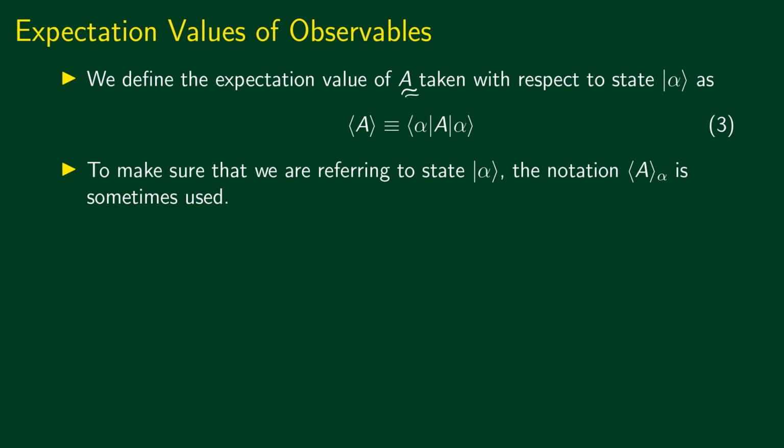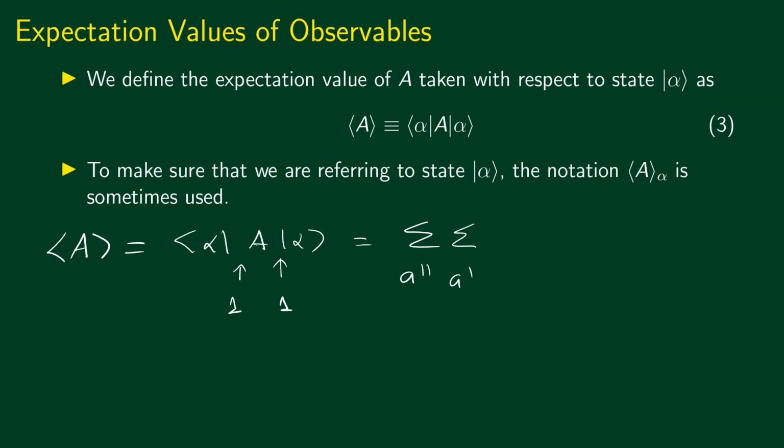Now, what does this expectation value actually mean? Let's try to understand it. So let's look at this expression: bra alpha A ket alpha. Again, as usual, we can introduce the identity operator here and here. Let's introduce the identity operator like this: sum over A double prime. I have bra alpha, ket A double prime, bra A double prime. Summation over A double prime of ket A double prime, bra A double prime is an identity operator.